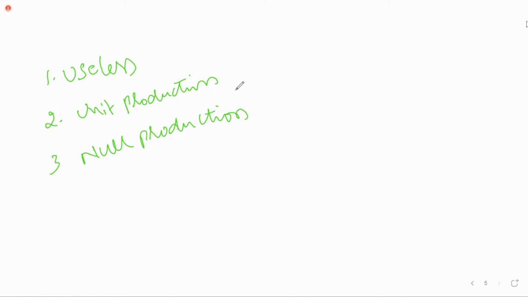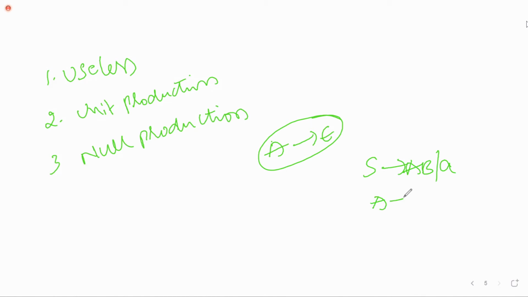Null production means, suppose you have a production A to epsilon. This is nothing but the null production. The variable which is deriving epsilon is the null production. Those productions you have to remove. I'll give you one example. S tends to AB or A, A tends to epsilon, B tends to epsilon. Now, you have to remove these. These two are the null productions.